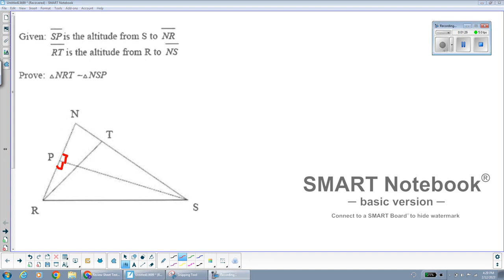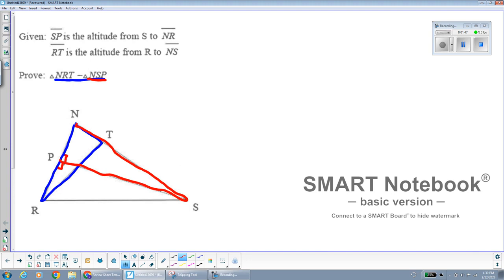I'm going to use the proof statement to try to figure out which two triangles I am proving similar. So according to my proof statement, it actually tells me that I'm proving triangle NRT similar to triangle NSP. So as you can see, this right angle is one of the three angles of this red triangle, whereas this right angle is not one of the three angles of either of the two right triangles. So this angle is going to be important to me because it's in one of the triangles that I'm proving similar to the other.